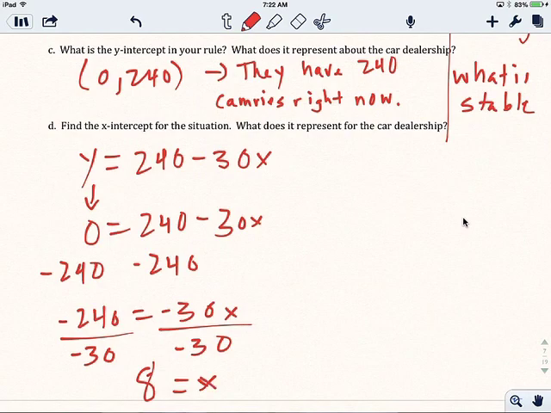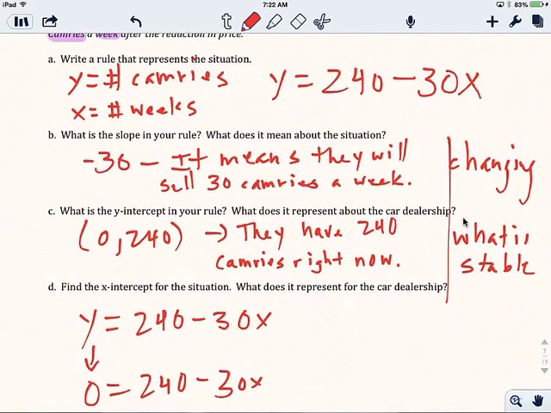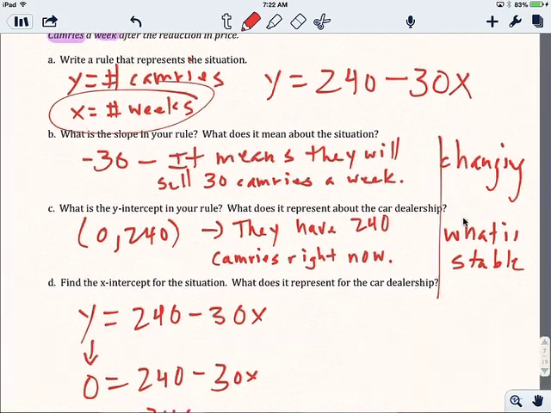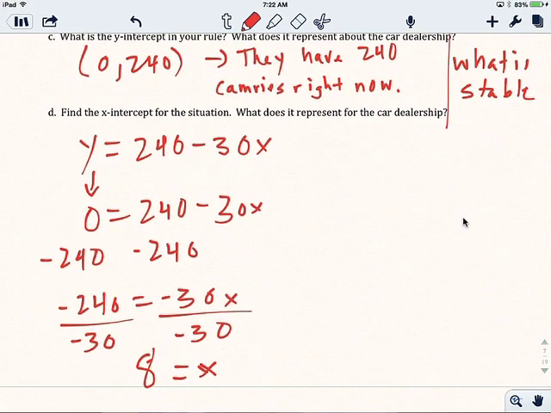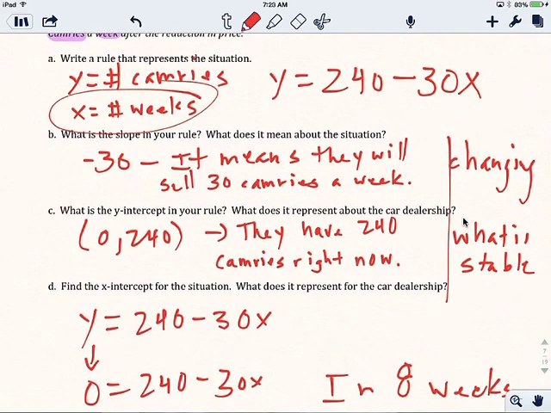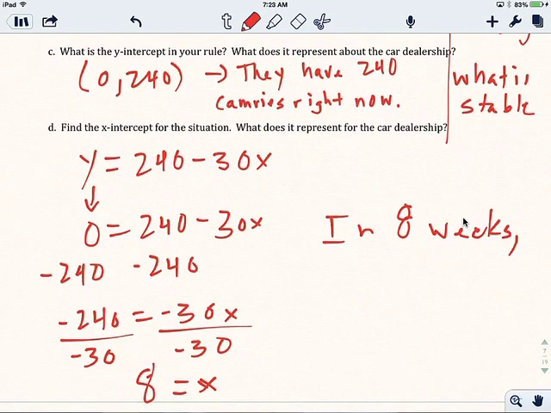If I recall, x is about weeks, and so this says in 8 weeks, what will happen? In 8 weeks, the y will be 0. And recall that y is the number of Camrys. So in 8 weeks, they will have no Camrys left. So they will be sold out.